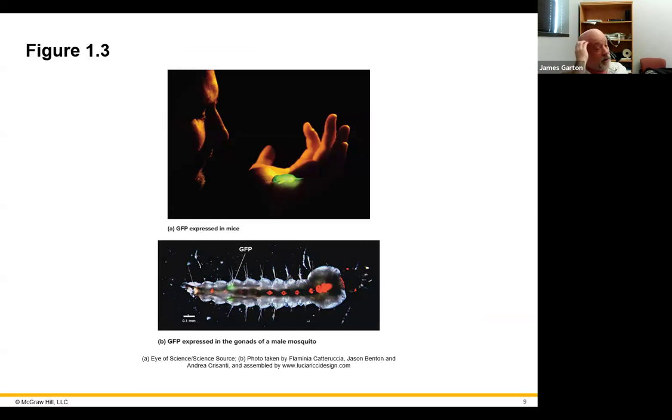Or you can use this as a marker. When you clone genes into another organism, you can tie it to this GFP, and it gives you evidence of success. In the bottom case, they have cloned that gene into gonads of male mosquitoes. And during development, you can see where that particular tissue type is during the development of the mosquito.